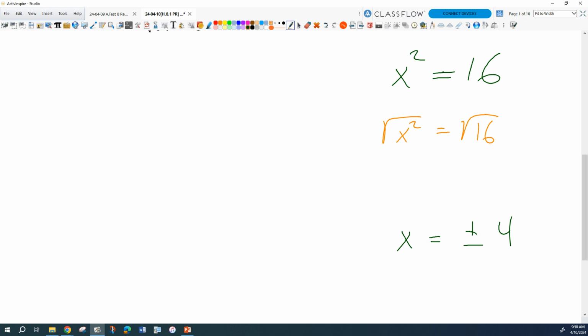It makes sense that it has to be there. Positive 4 or negative 4. Okay, but what is the square root of 16? The square root of 16 is 4. It's 4. It's not plus or minus 4. The square root of 16 refers to the principal square root of 16, which is positive 4. And so the question is, how are we getting that plus or minus?